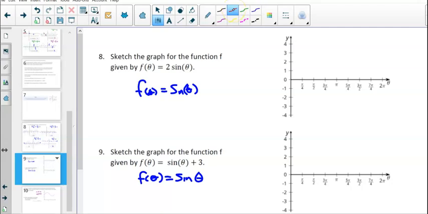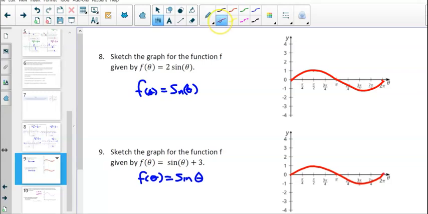So the first graph, if I do sine: at 0 it's 0, at pi over 2 it's 1, at pi it's 0, at 3 pi over 2 it's -1, and then we're back to 0. So for sine theta, the graph looks like this. And that would also be true for problem number 9 as well. So I'm going to go ahead and sketch that one while I'm doing sine theta.